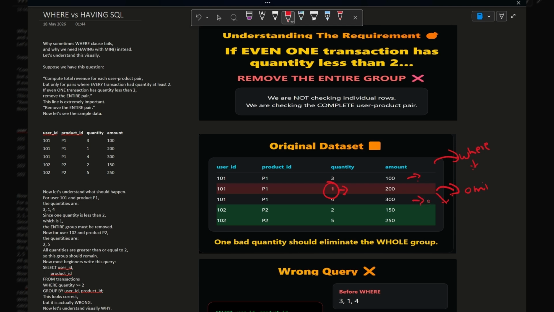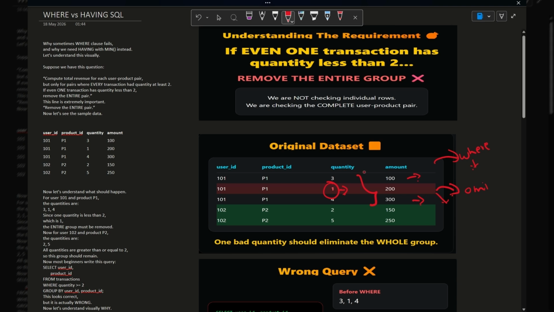But as per our question, this will not solve the problem. Even if one quantity is less than 2, we need to exclude the entire group of 101 and p1. So this is possible only after the aggregation, not prior to the aggregation.